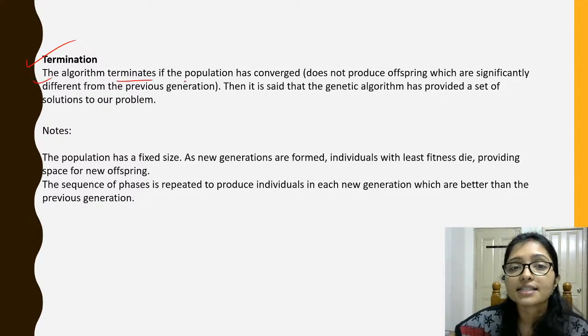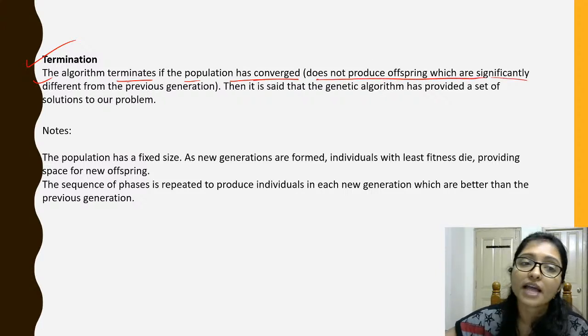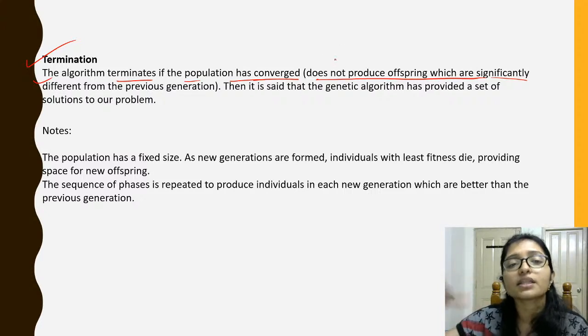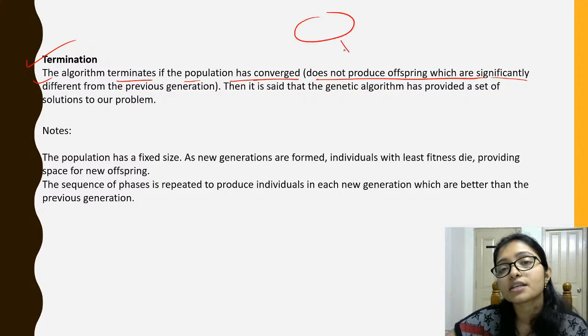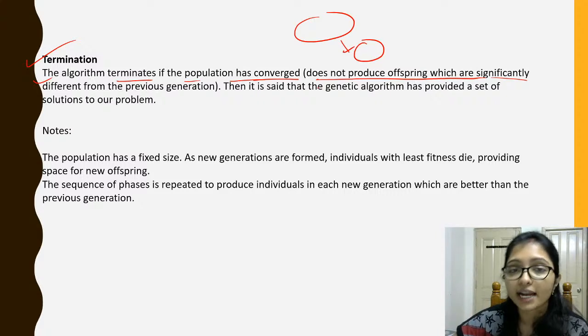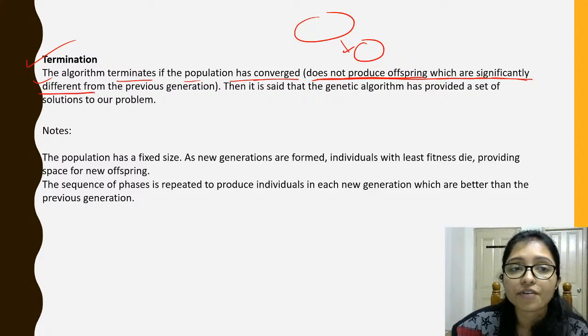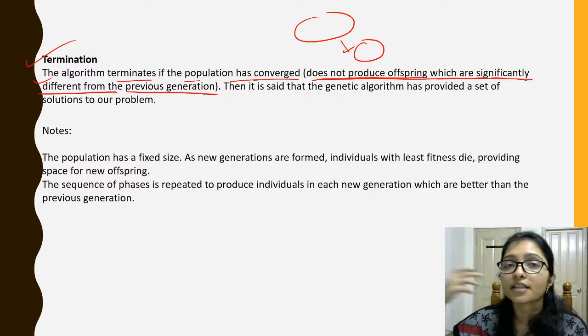The algorithm terminates if the population does not produce offspring, that is, new things are not coming. You are doing the crossover, you are doing everything, but a new population is not coming. Whatever was in the old phase, the same thing is coming to the next phase. That's why there are no changes. So that is the termination condition: it does not produce offspring which are significantly different from the previous generation. There is no difference between the previous generation and the next generation.